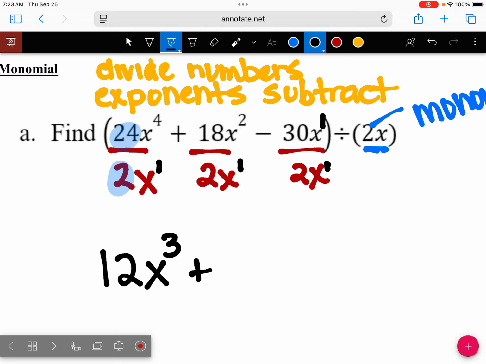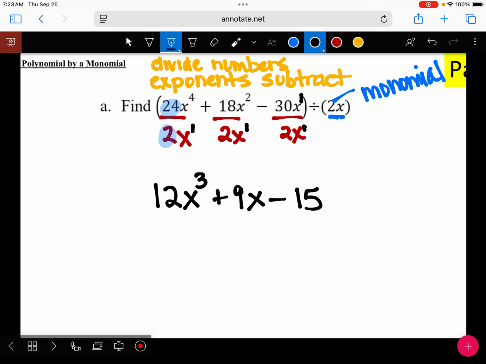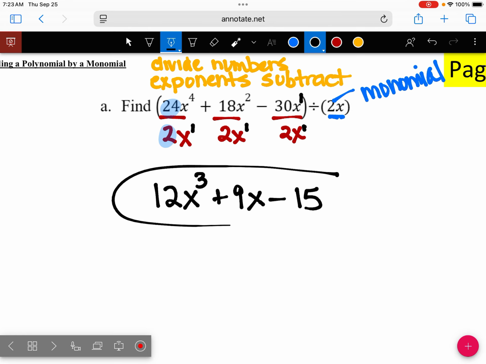18 divided by 2 is 9. Subtract 2 minus 1. Bring down the subtraction sign. And then 30 divided by 2 is 15. And when you subtract your x's, you don't have any left. This would be your answer for division. Any questions?